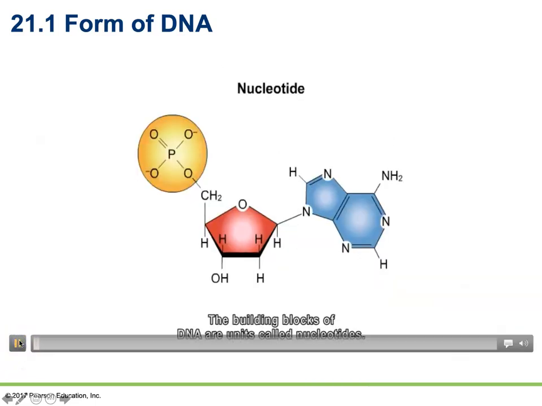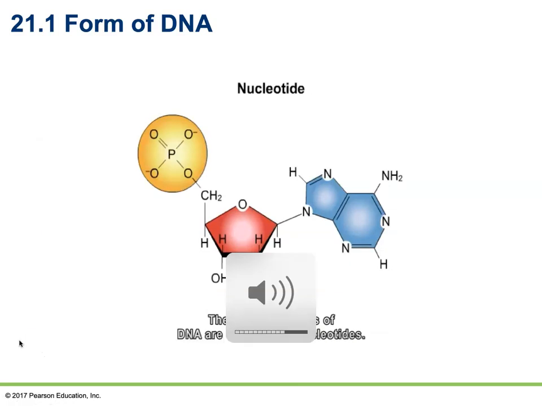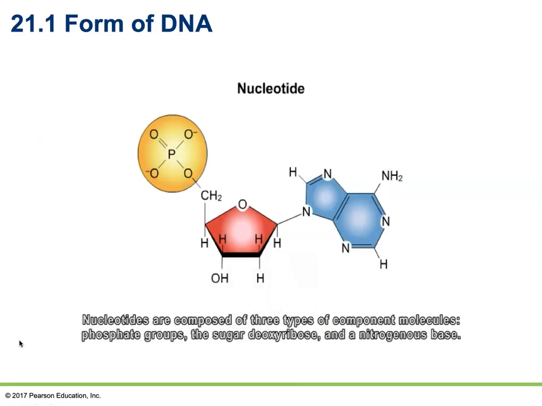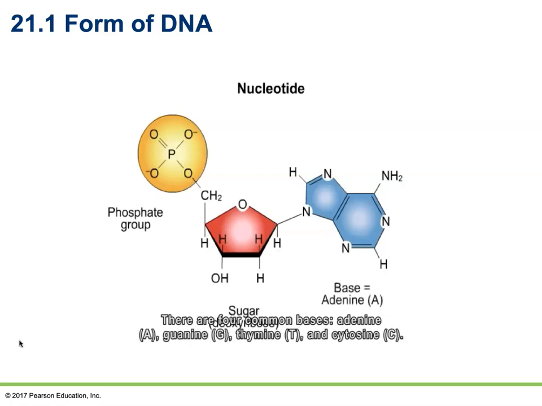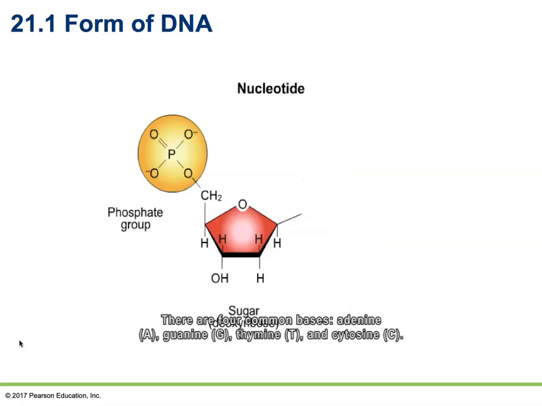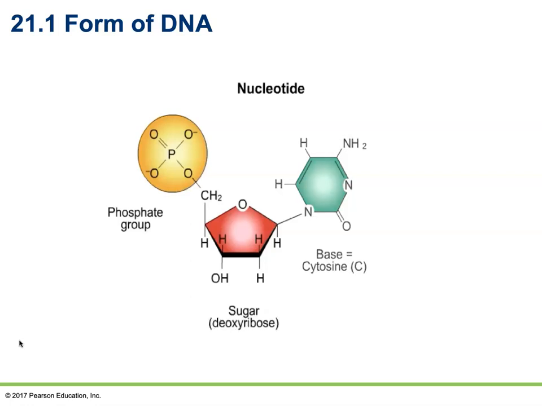The building blocks of DNA are units called nucleotides. Nucleotides are composed of 3 types of component molecules: phosphate groups, the sugar deoxyribose, and a nitrogenous base. There are 4 common bases: adenine, A, guanine, G, thymine, T, and cytosine, C.